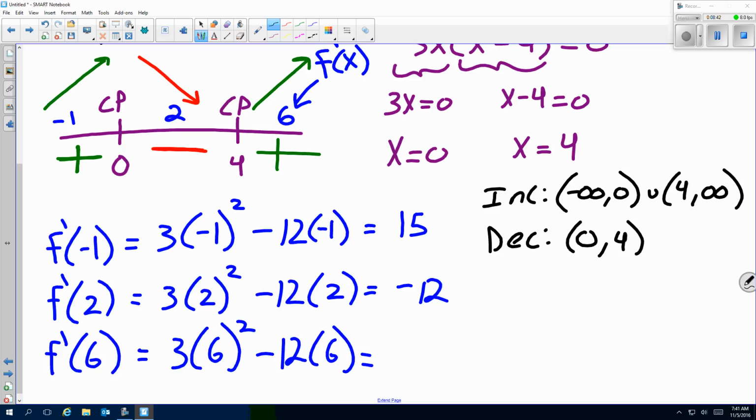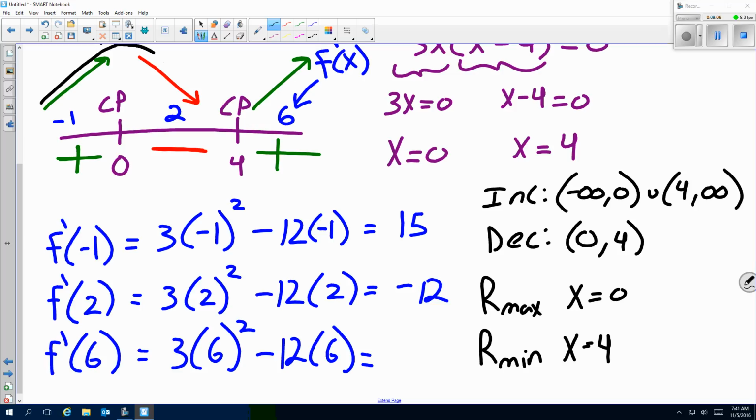And now I know a couple of things. I know that I have a relative max when x is equal to 0. And I now know I have a relative min when x is equal to 4. Now, how do I know that? Well, I was growing, I was getting taller, then I was constant, and then I was getting smaller. And then I was constant, and then I was getting taller. So we see these levels of relative mins and relative maxes in our function.